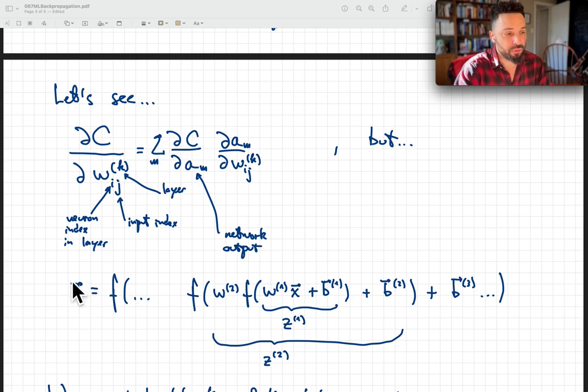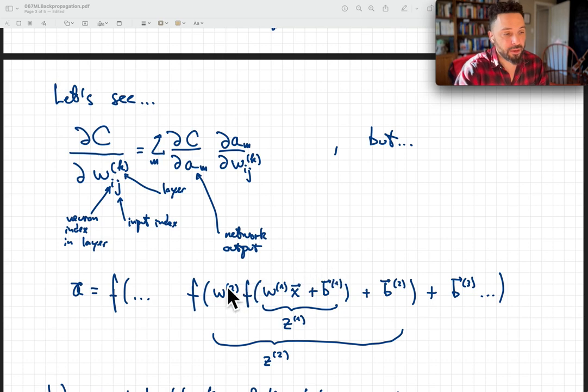So this is the output of the network, and then the output of that output is given by a function evaluated at another function, and so on. This is a sequence of nested functions. And here you see what happens in the first two layers. You have the function of z2, where z2 is this argument of our function.